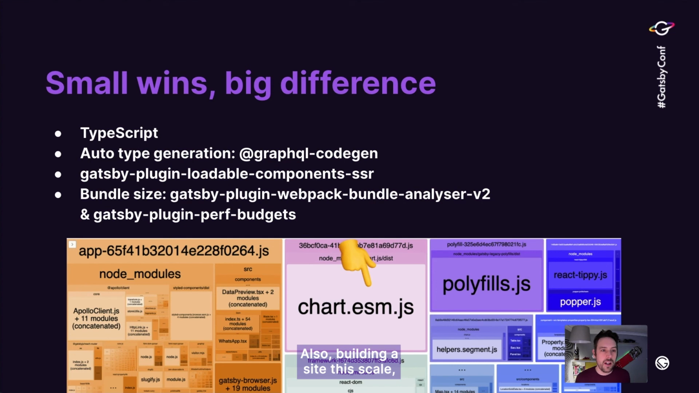Also, building a site at this scale, we found the following small wins really help make a big difference to both developer experience and performance of the site. TypeScript not only helps us firm up our code, it also comes with the added benefit of giving us really good auto-completion, further enhancing that developer experience, especially when it's linked with the types automatically generated from GraphQL CodeGen, meaning that we get auto-completion from our GraphQL template queries.